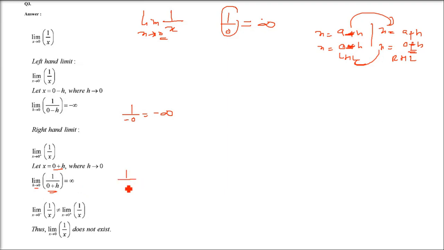So when we go to the right hand side, 0 plus h I am putting. You have 1 by h. 1 by h is again infinite. 1 by 0 is infinite. So you see the left hand and right hand are not equal, because infinite is a number. It's a proper number, but we cannot define it.